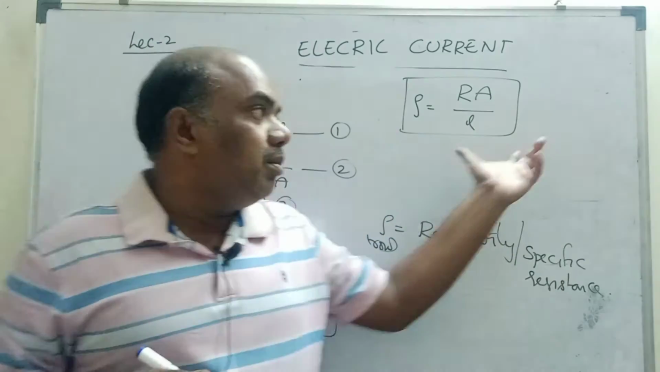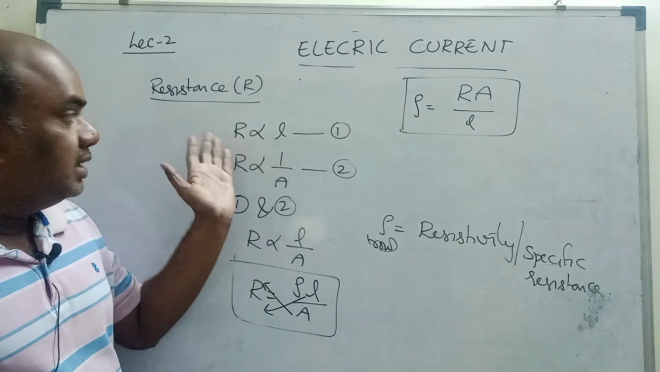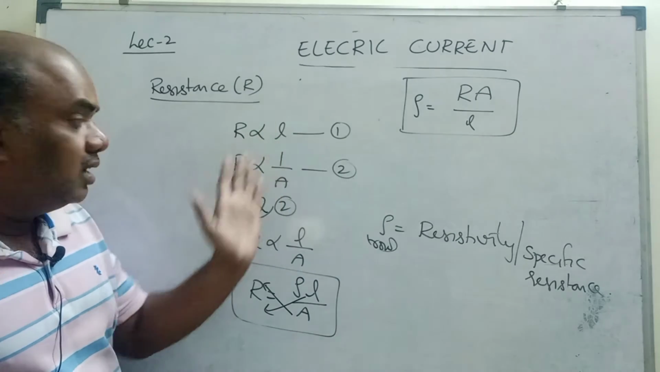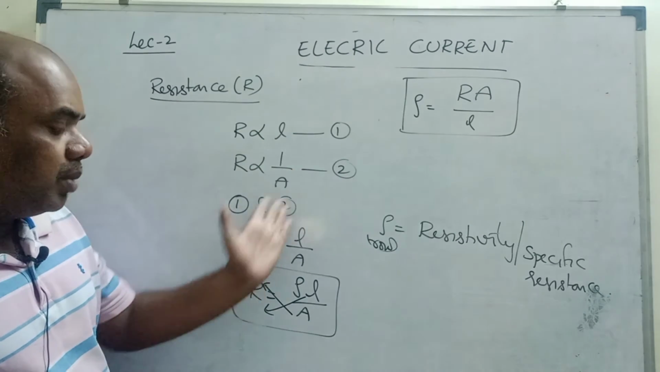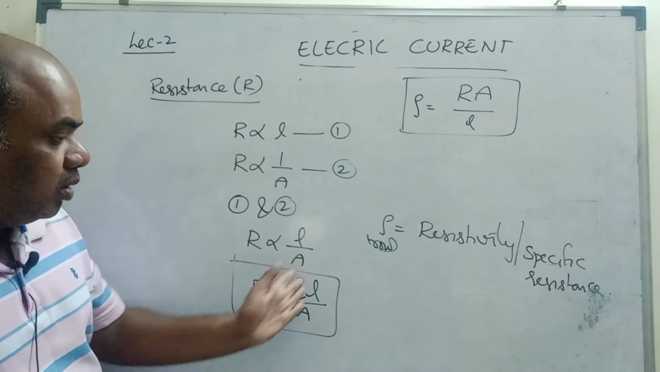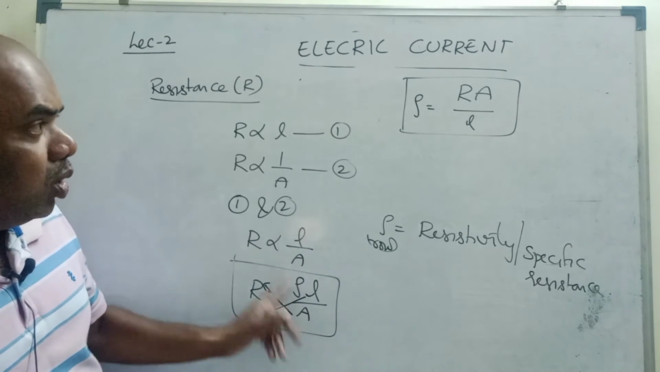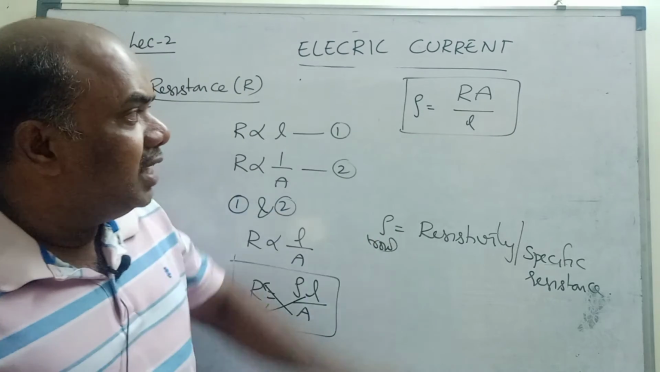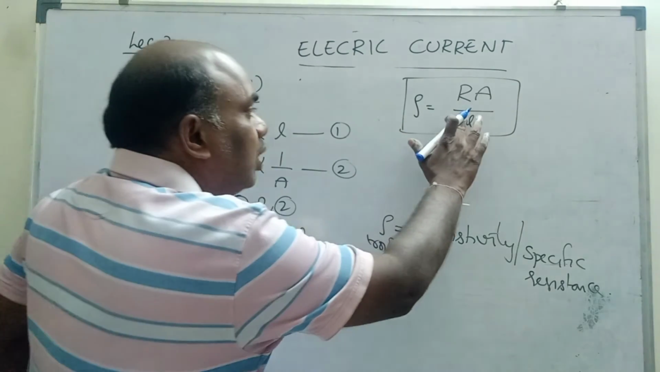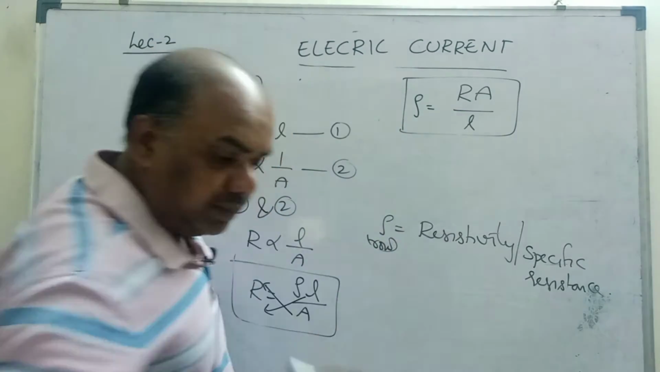How do you get this formula? From the laws of resistance: resistance is directly proportional to length, inversely proportional to area of cross section. If you combine these two, R is proportional to L by A, R is equal to rho L by A. I want rho, so A goes into the numerator, L into the denominator: rho is equal to RA by L. Understand, children?